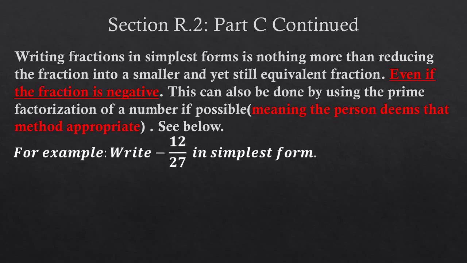What if the fraction becomes negative? Same process. We can still reduce it. Both 12 and 27 are reducible by 3. And if we did so, 3 goes into 12 4 times, and 3 goes into 27 9 times. So therefore we get an answer of negative 4 over 9. Why is it negative 4 over 9? Because the fraction started off negative. Therefore the result is also negative.